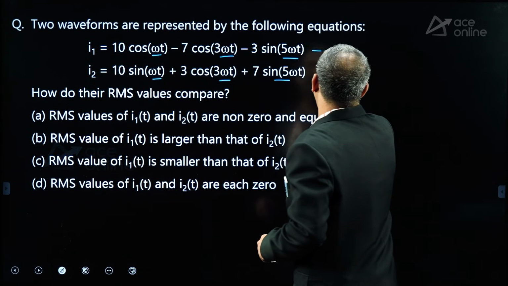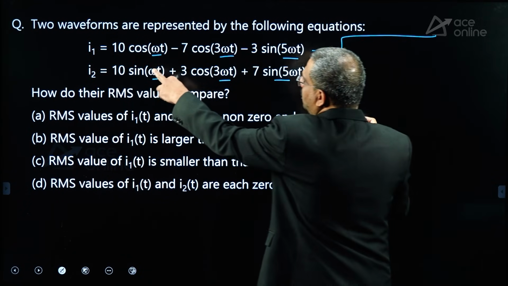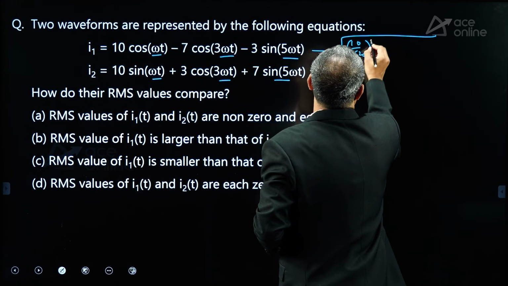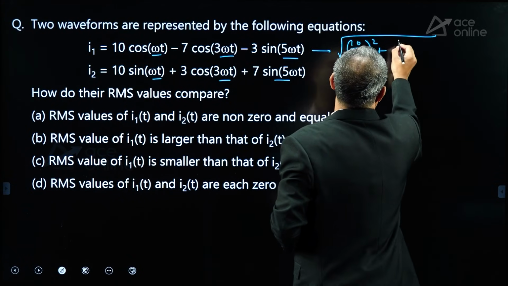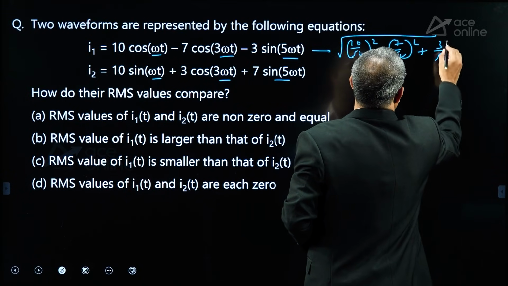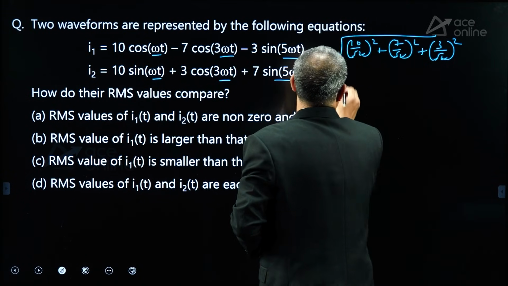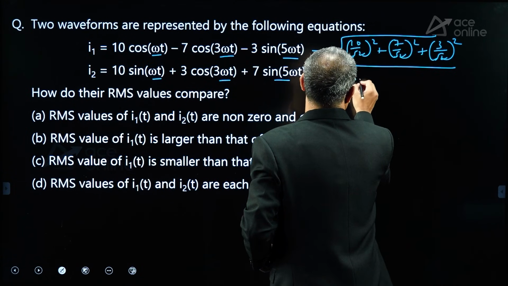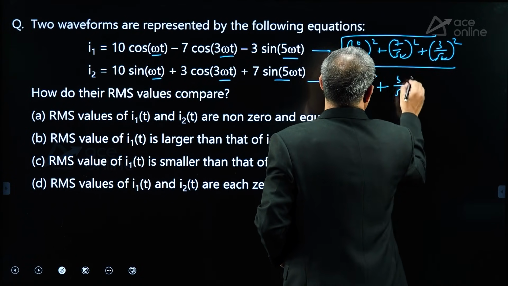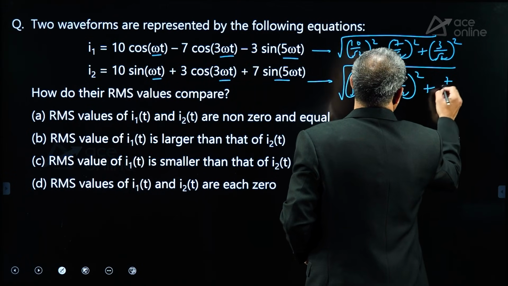Now what is the RMS for the first one? Root of fundamental component 10 by root 2 square. Here also 7 by root 2 square. Here also 3 by root 2 square. And what about the second waveform? Here also root of fundamental component 10 by root 2 square. Here also 3 by root 2 square. And then again 7 by root 2 square.